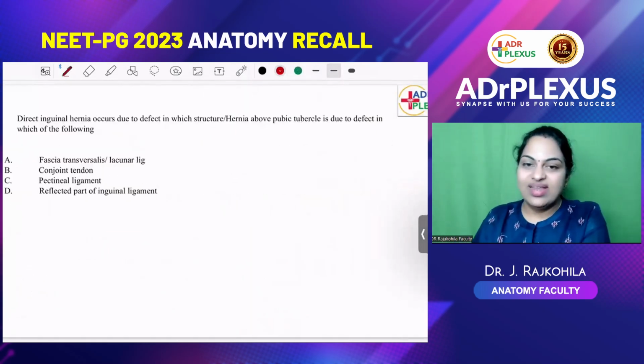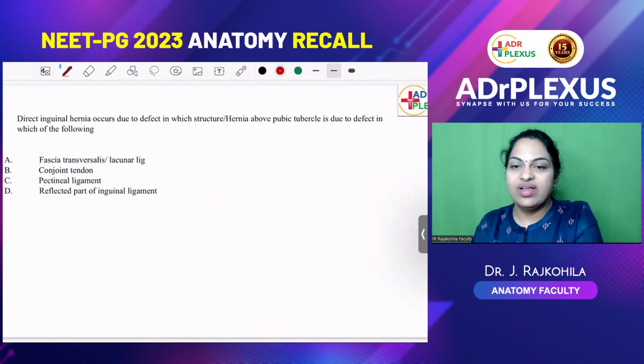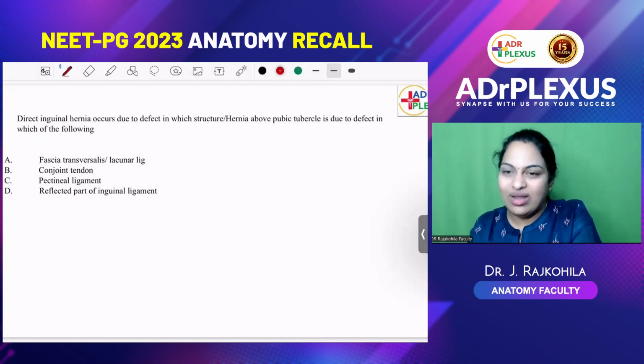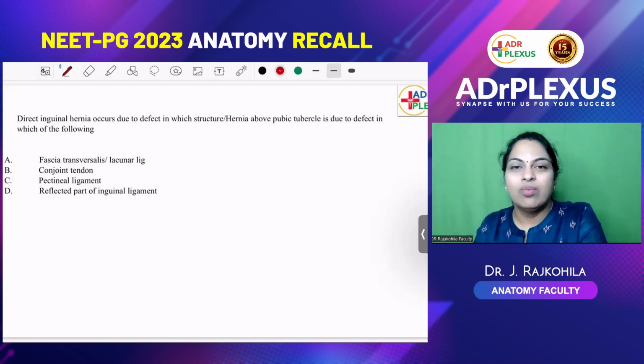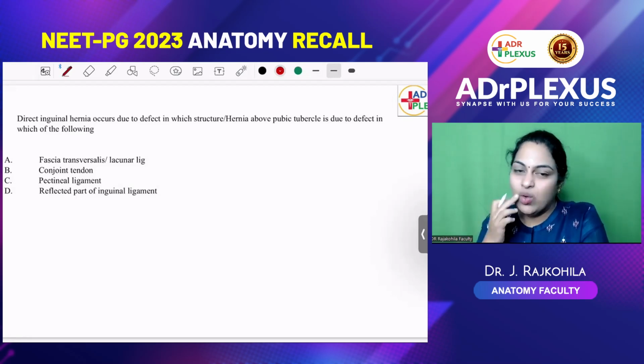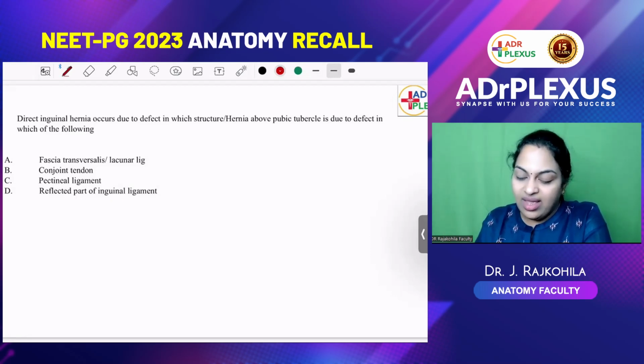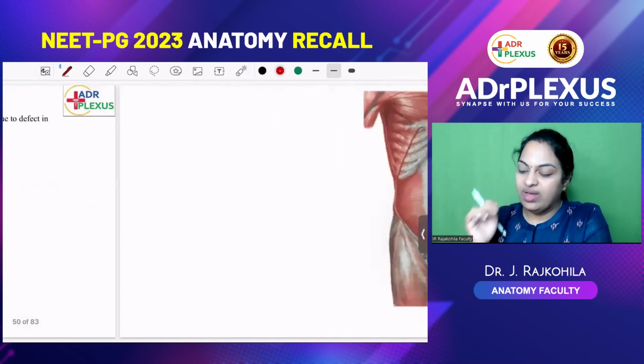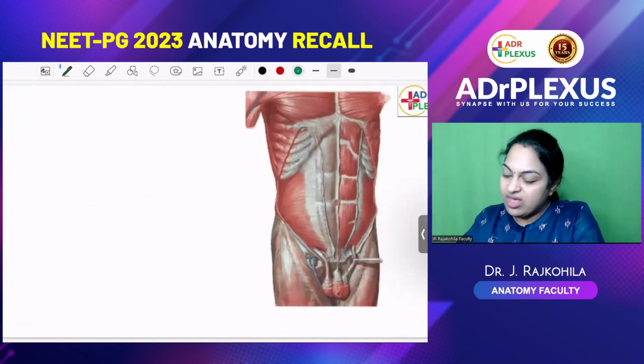Direct inguinal hernia, it occurs due to defect in which of the following structures? Or it was put like, the hernia above the pubic tubercle is due to defect in which of the following? Okay. Now we can talk a lot about inguinal hernias and types, but I'll go with the option-wise. Okay. So here what is mentioned is the inguinal ligament, its extensions and fascia transversalis. So yeah, we'll go with the options for the explanation.